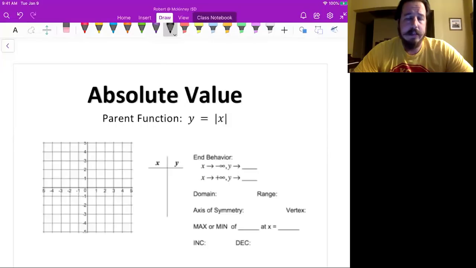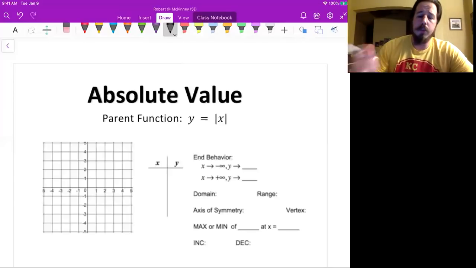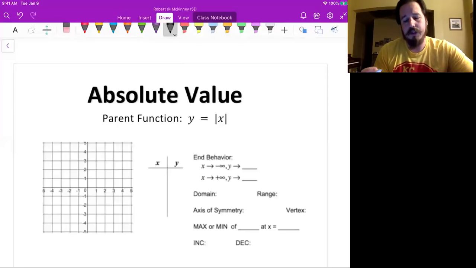So what we're looking at today is absolute value functions. We're going to start looking at what the graph characteristics are of that, and then move on to how transformations of the function occur and how that changes our graph characteristics. So first we're going to look at the parent function of absolute value.